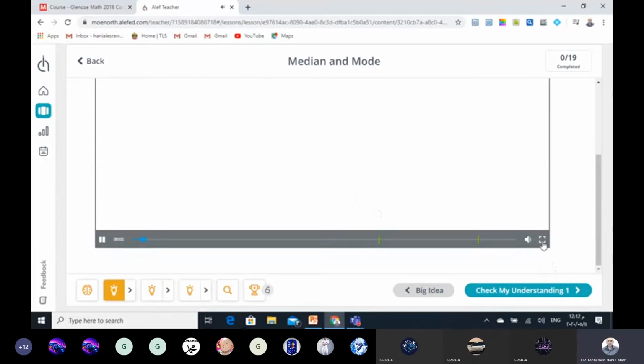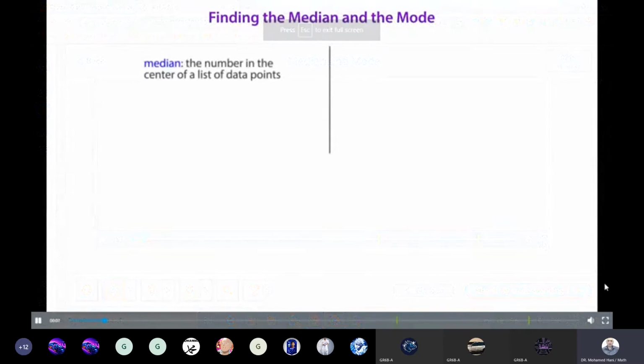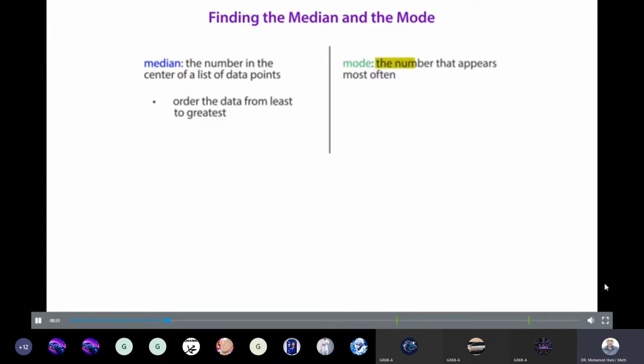Finding the median and mode of a dataset can be quite easy. To find the median, or the number in the center of a list of data points, you must remember to order the list from least to greatest, then find the center of the list of data. To find the mode, look for the number that appears most often. You can remember this because mode and most both start with the mo sound. A dataset can have more than one mode.